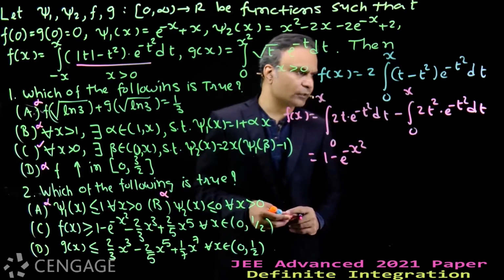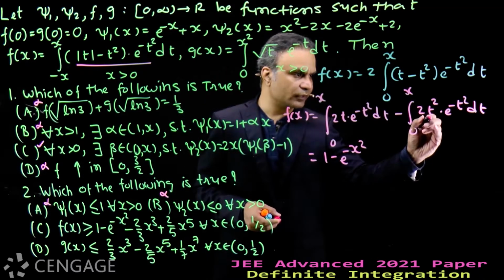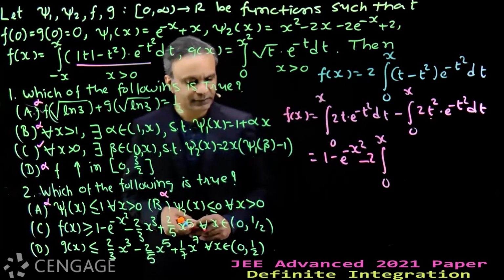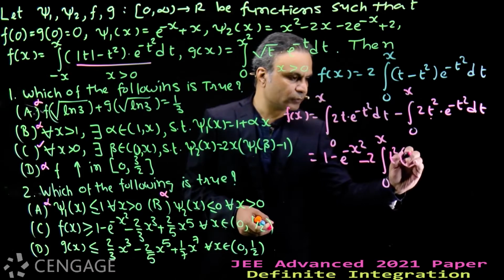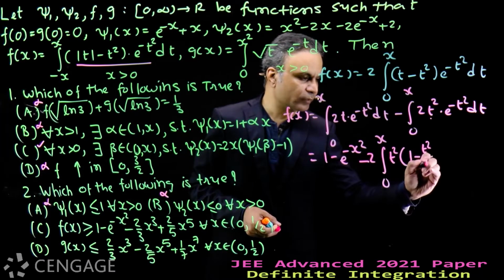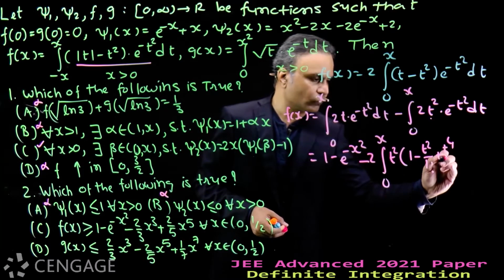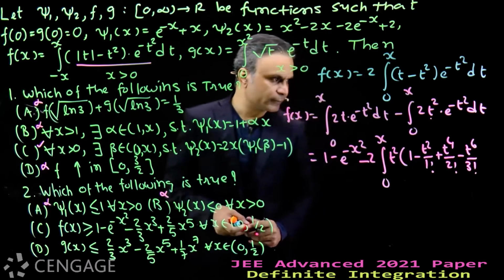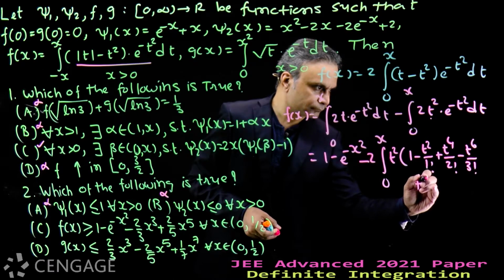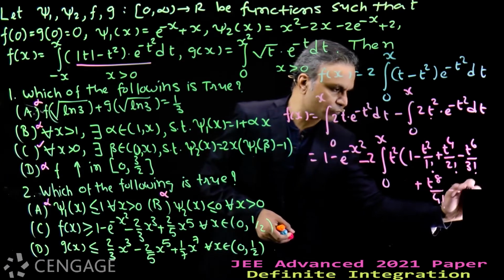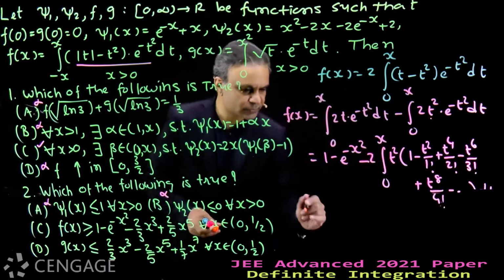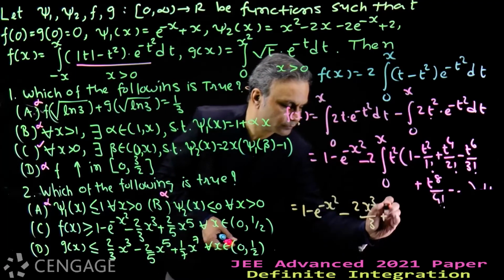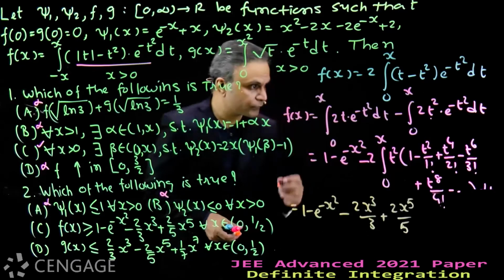And here to integrate this we use the expansion formula. Definitely this is non-integrable because here we have t square, so we use the expansion of e power minus t square. We get 1 minus t square upon 1 factorial plus t power 4 upon 2 factorial minus t power 6 upon 3 factorial plus t power 8 over 4 factorial and so on. Now we integrate this with these limits. We find f(x) is equal to 1 minus e power minus x square minus 2x cube over 3 plus 2x power 5 over 5.